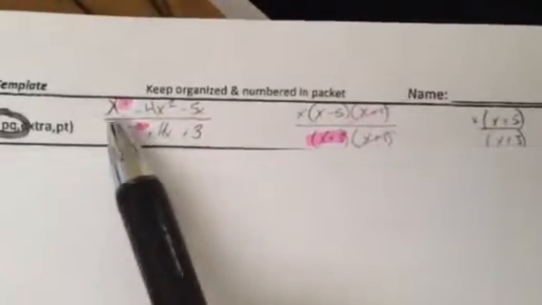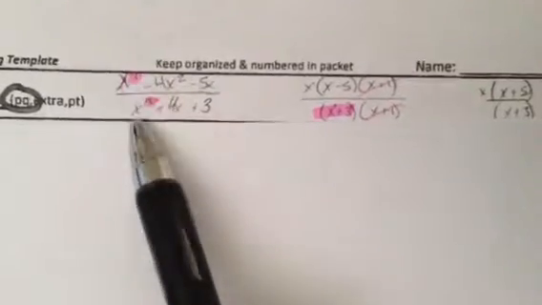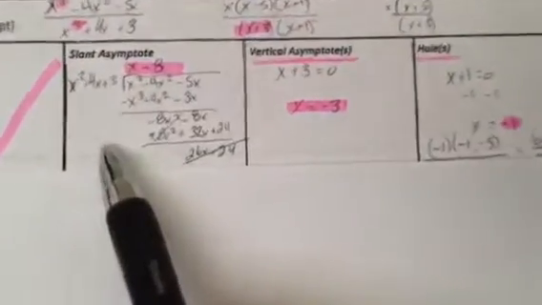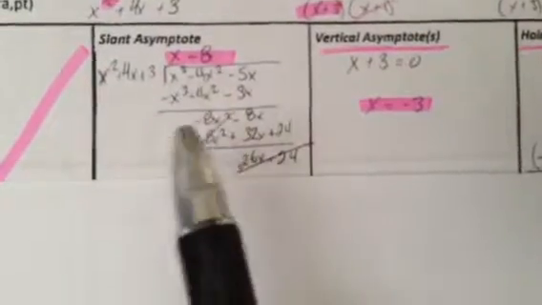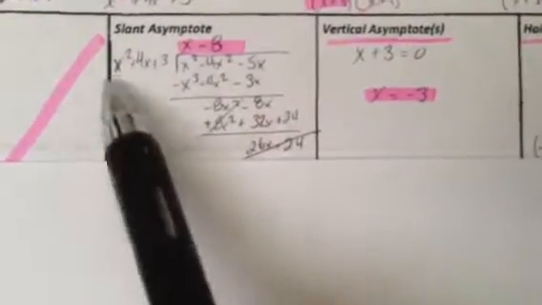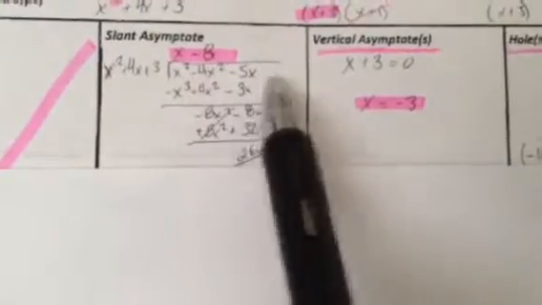And here's our equation. First thing we look at are the degrees. On the numerator it's 3 and the denominator it's 2. So we know that we're going to have a slant asymptote. And to find the equation for the slant asymptote, we do long division, and our denominator goes outside and numerator goes inside.